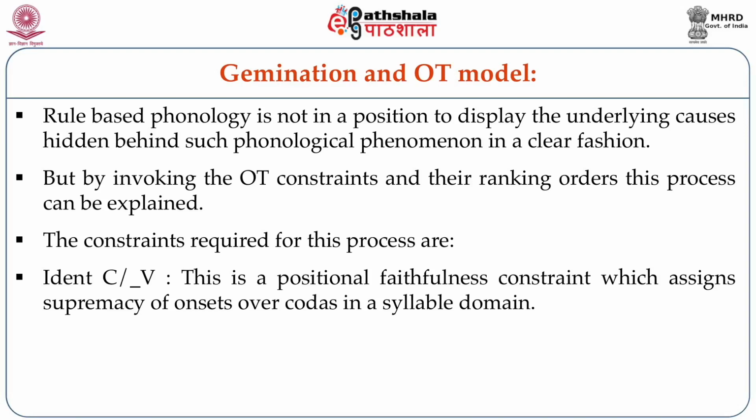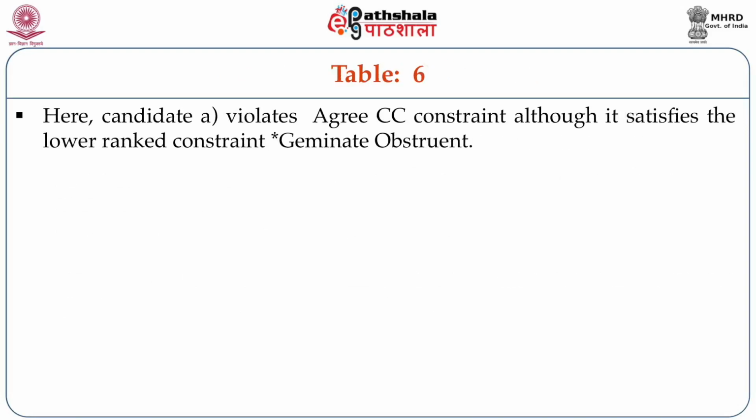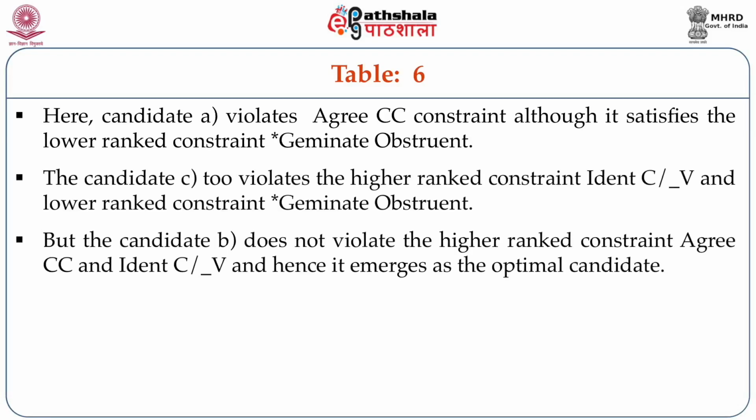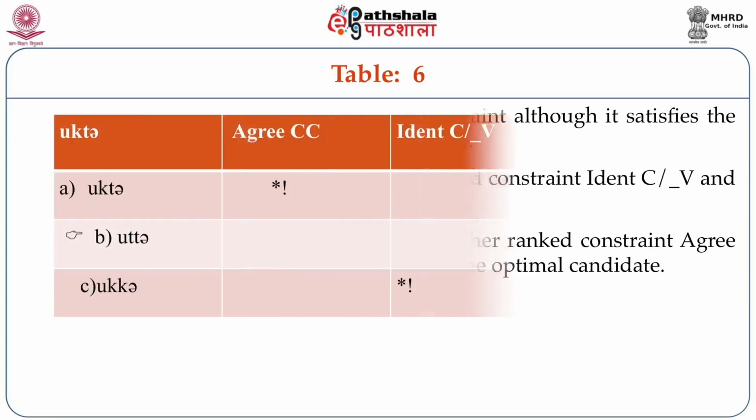Ident CC followed by V. This is a positional faithfulness constraint which assigns supremacy of onsets over codas. Then we have taken the constraint Agree CC, that adjacent consonants need to be identical in place, implies star C1 not equal C2. Then star geminate obstruent, geminates are avoided. Let's see the tableau. I have taken one example, Ukta.